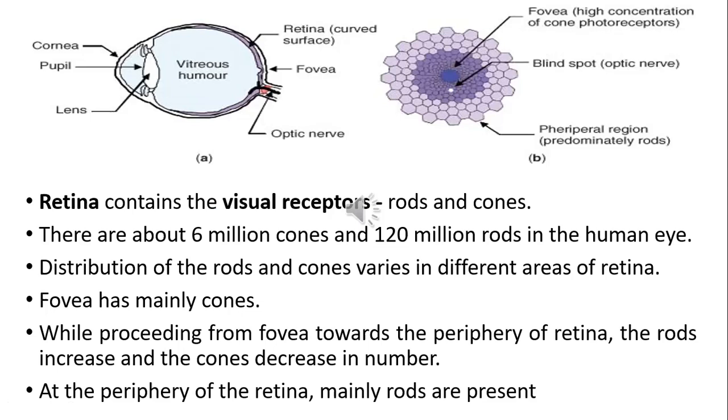As we move away from the fovea, we are going to have more and more rods as compared to cones. The fovea centralis has mainly cones. So while proceeding from the fovea towards the periphery of the retina, the rods increase and the cones decrease in number. At the periphery of the retina, many rods are present, just like we have been talking about. I'm sure you know.